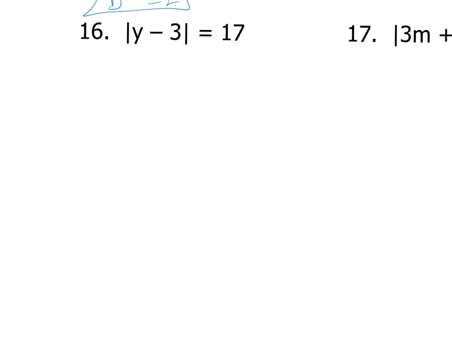Number 16. Here's a situation. We have a different thing going on from 16, 17, and 18. We have some number. Let's pretend we don't even know what this is in here. We've got some number in this absolute value that equals 17. So the absolute value of something equals 17. Well, couldn't this whole thing, this something, either be positive 17 or negative 17?